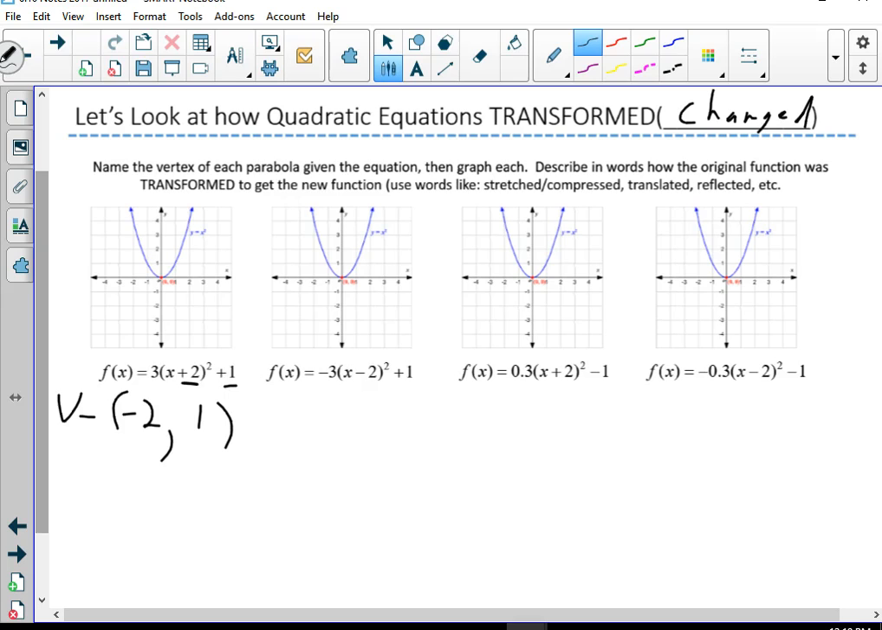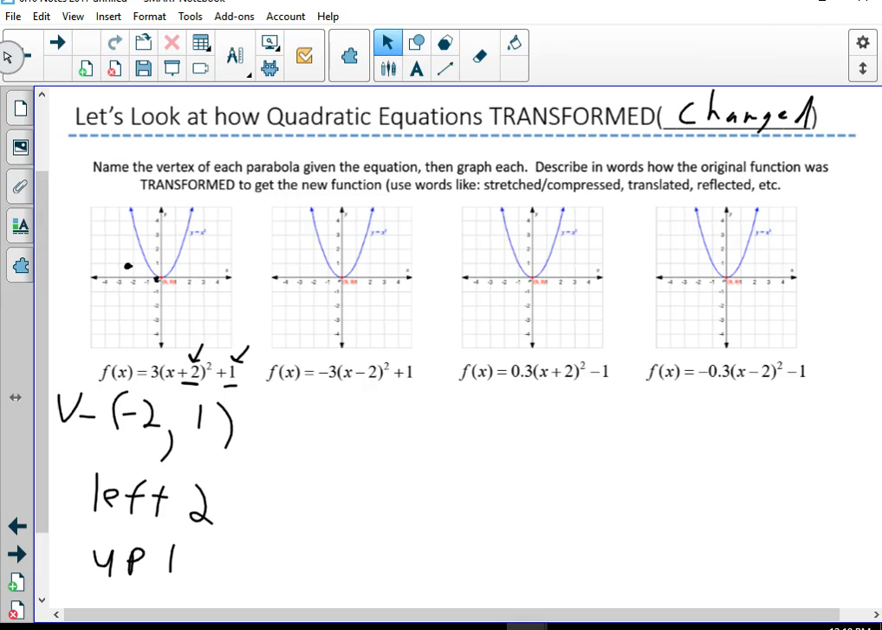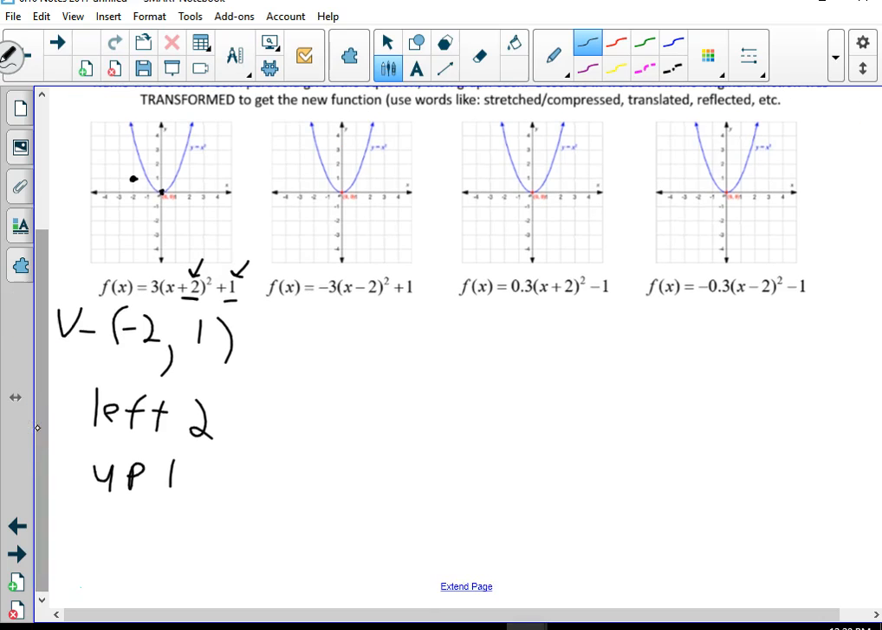Okay? Now, this number here is important. It moves it left 2. This 1 here moves it up 1. So in other words, the vertex is going to move from here over to up 1. Okay? So there's the new vertex. The vertex moves left 2 and up 1. Now the 3, remember we talked about the A? The A means it's going to be narrower.